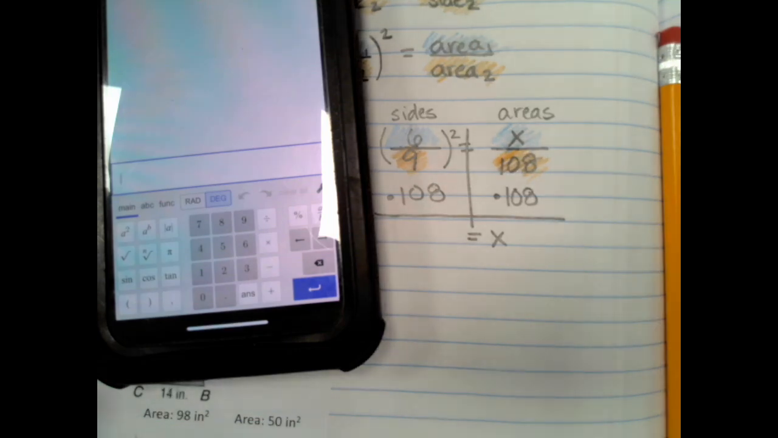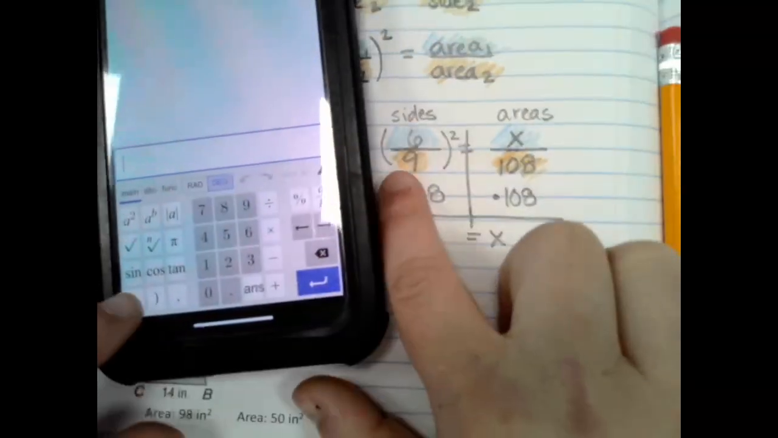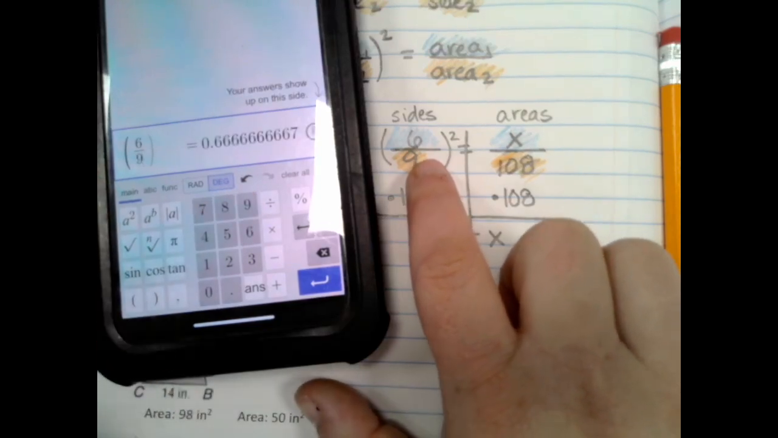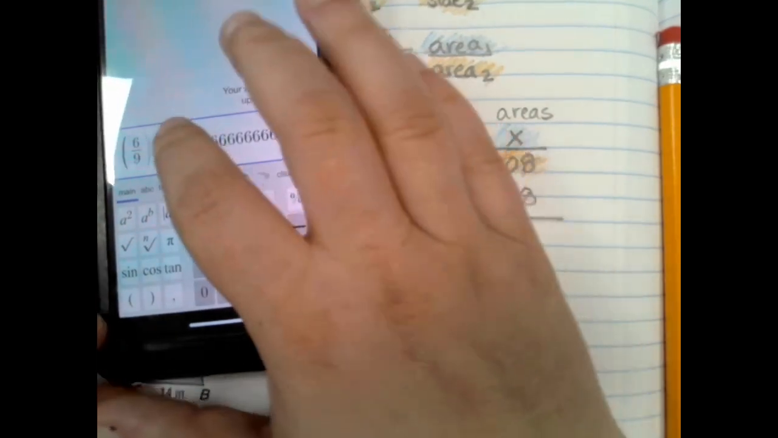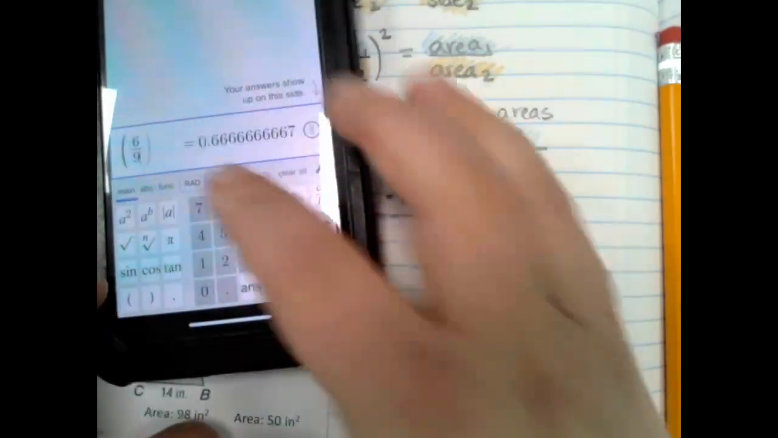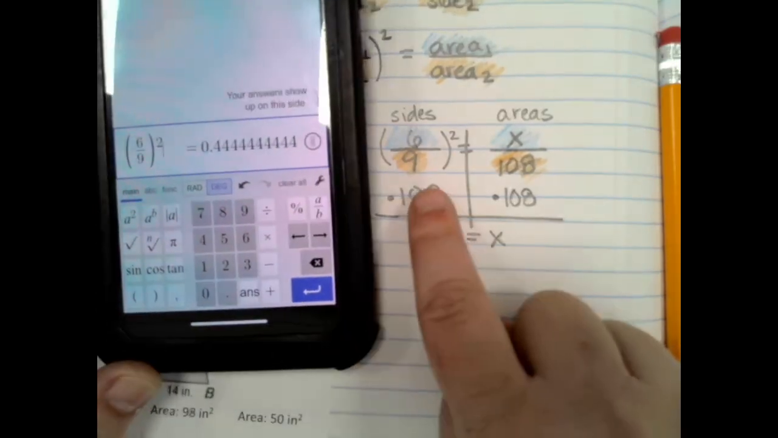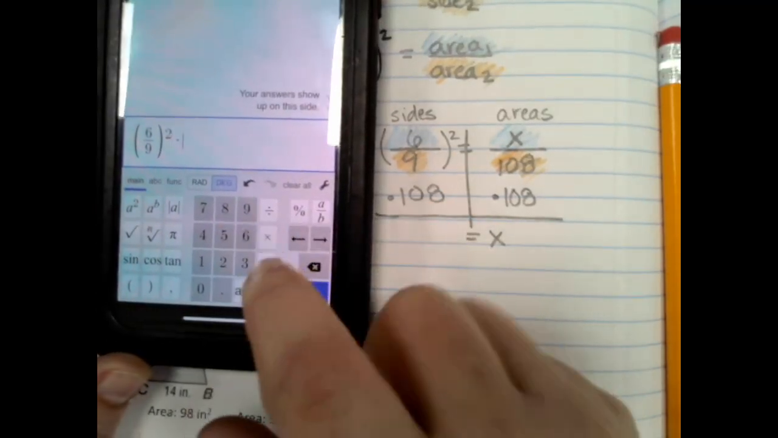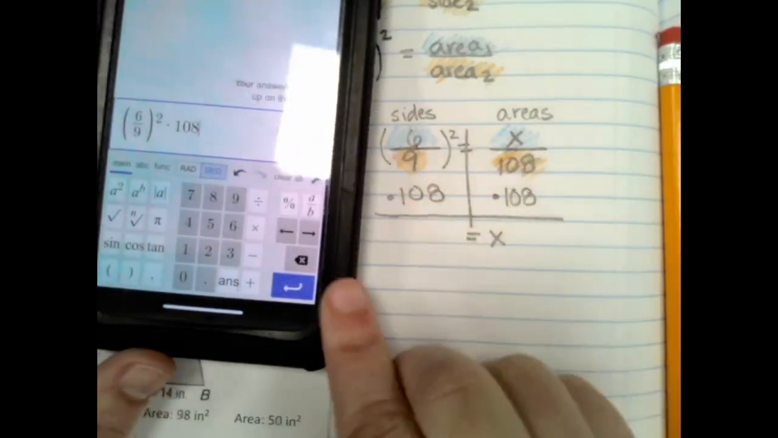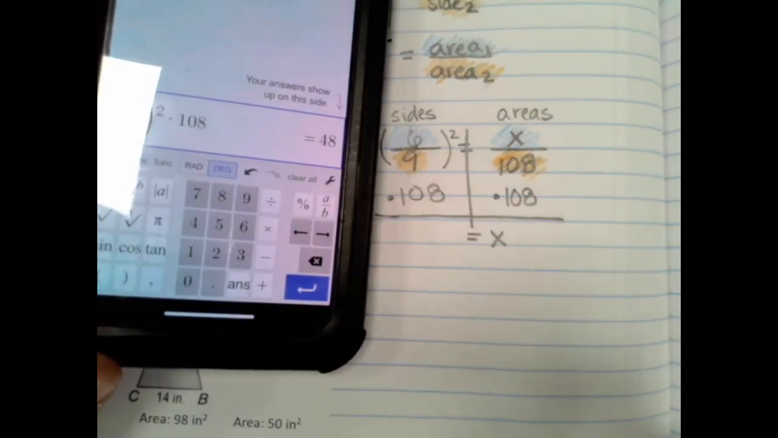All right, so in my calculator, I'm going to put in parentheses 6 over 9. Okay, so parentheses, and then squared. Like that so far. And then I'm just doing times 108. So times 108. I'm putting that whole thing into my calculator. Today your hint is that you should get a whole number. Okay, so 48 is our answer.